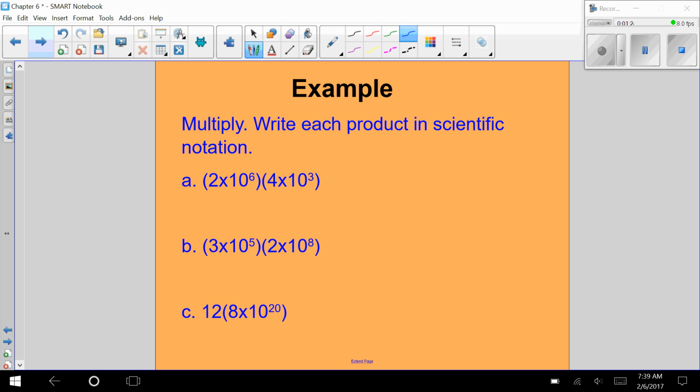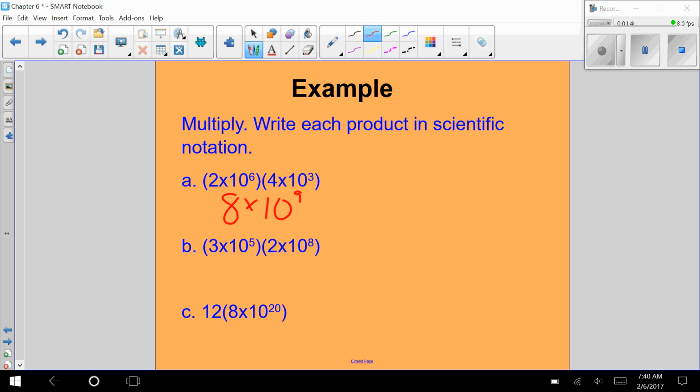All right, we're going to try these 3. Try them on your own first. All right, for the first one, we would group together the 2 and the 4. 2 times 4 gives me an 8. Times 10 to the 6th times 10 to the 3rd will give me 10 to the 9th. And look, that one's in scientific notation, so we're done.